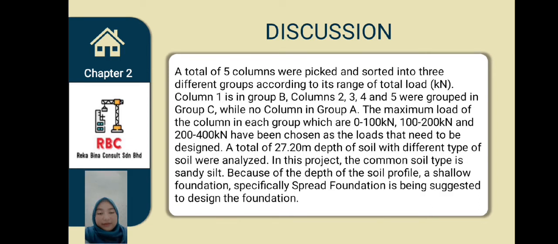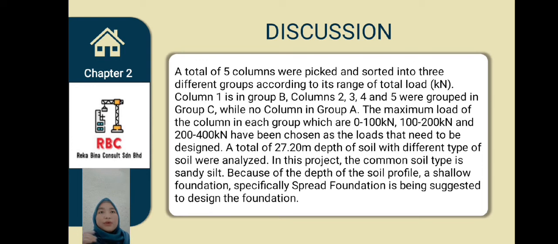A total of 5 columns were picked and sorted into 3 different groups according to their range of total load in kilonewton. Column 1 is in group B, columns 2, 3, 4 and 5 were grouped in group C, while no column is in group A. The maximum load of the column in each group, which are 0 to 100 kN, 100 to 200 kN and 200 to 400 kN, has been chosen as the load to be designed.